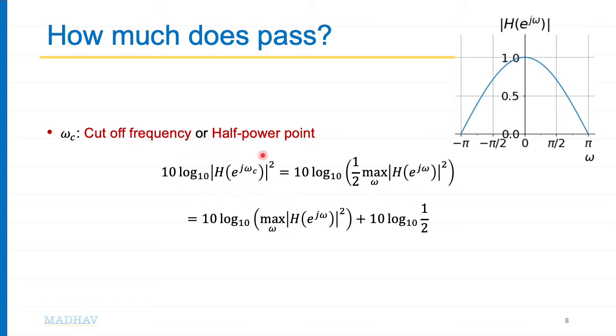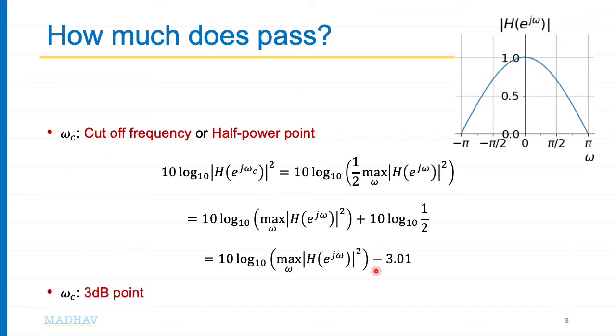So the power at the cutoff frequency in dB is the maximum power in dB plus a constant term, which is -3. So if you go to the log scale, whatever the maximum value is, just go 3 dB under it, and that will mark your cutoff frequency in the dB scale. That's why omega c is also called the 3 dB point. The cutoff frequency is called a 3 dB point because this is the frequency where the power is 3 dB less than the maximum.